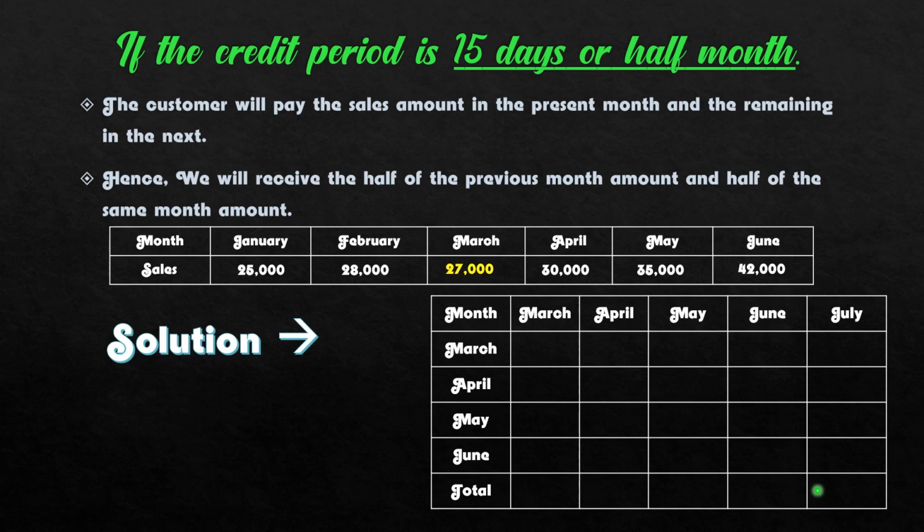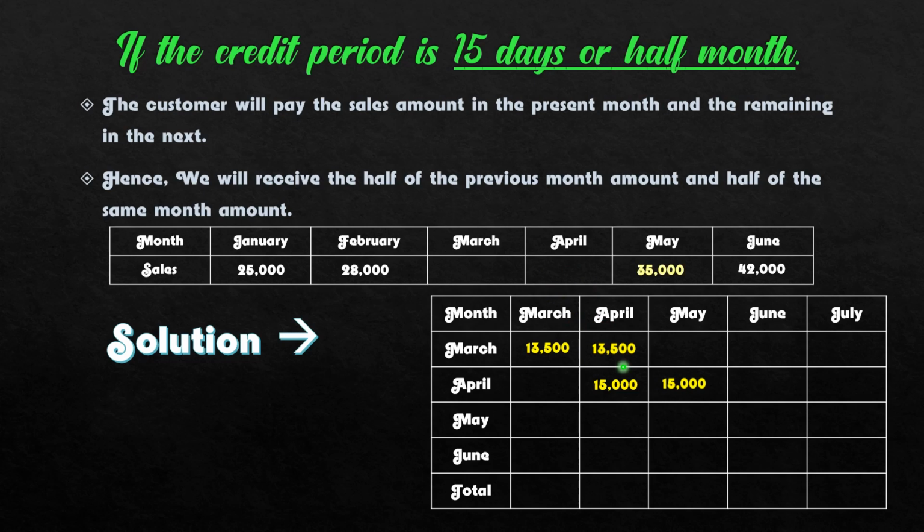Let us start with March. March is 27,000, so half, that is 13,500, I will receive in March. The remaining 13,500 I will receive in April. Clear? Next, April is 30,000. Half of 30,000 is 15,000. 15,000 I will receive in April and 15,000 I will receive in May.